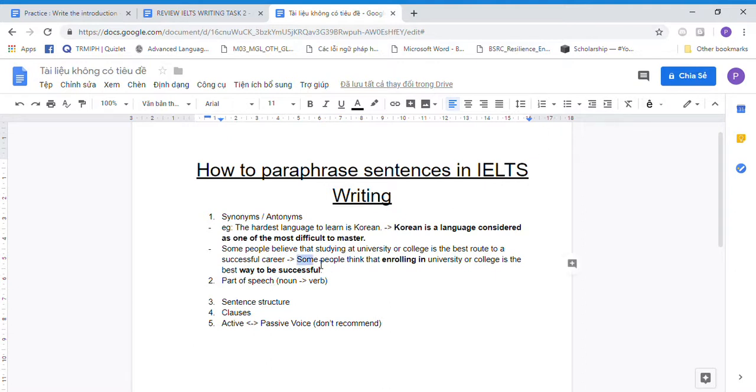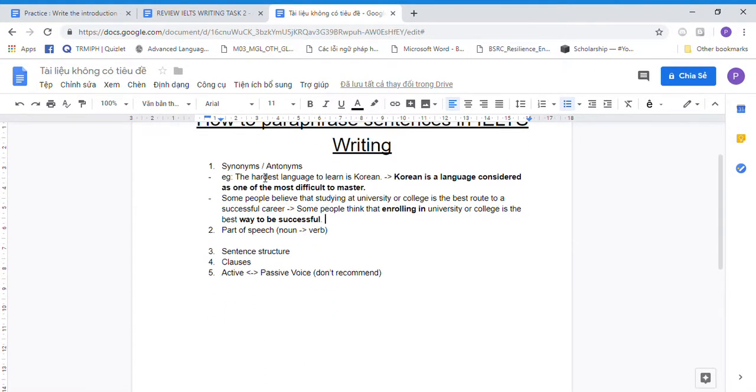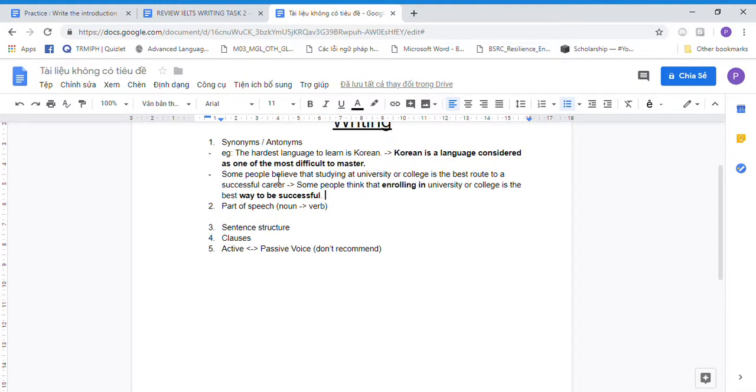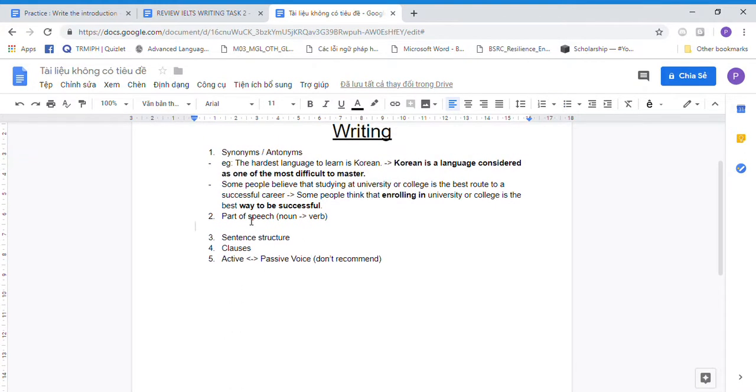So this is just a simple example of how you can use these paraphrase techniques to change words and rewrite the sentence. So part of speech is từ loại, the typical way. So I'll talk a little bit about grammar.